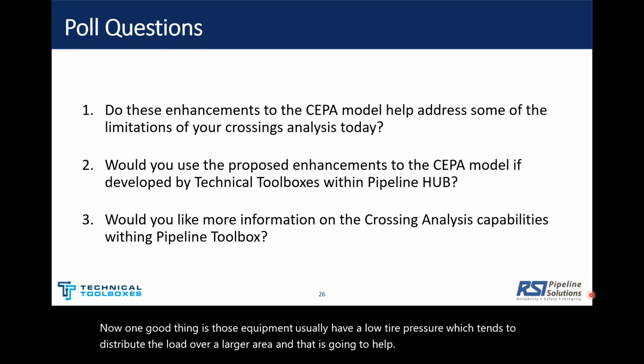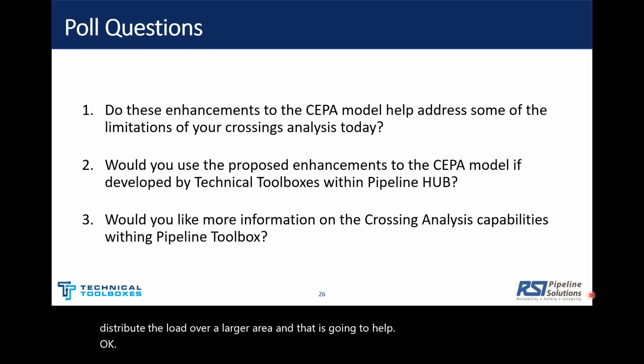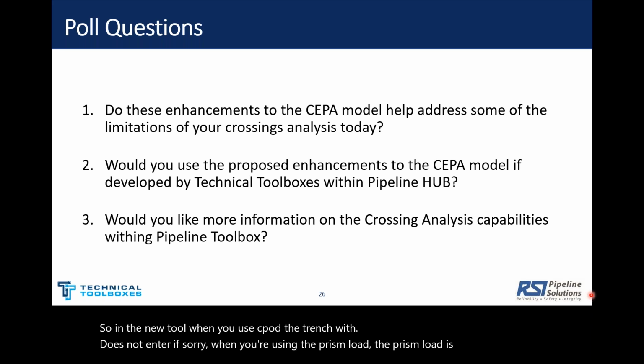Okay. Previously in the PTT surface loading tool, entering a reasonable or actual trench width yields an unreasonably conservative combined stress. In the training, we were instructed to use a trench width equal to the diameter of the pipe to yield more reasonable results. Has this been addressed in these enhancements? So in the new tool, when you use CEPA, the trench width does not enter. When you're using the prism load, the prism load is independent of the trench width.